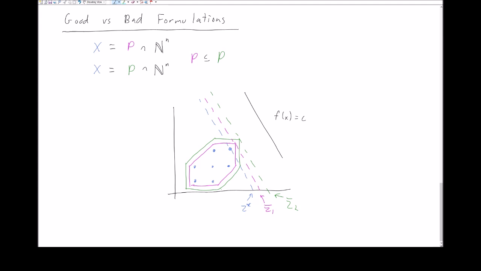The relationship between these polyhedrons and one containing the other is directly related to the quality of the upper bound that they give. Specifically, if we look at the distance between Z star and Z upper bar 1, this is going to be less than the distance between our optimal solution Z star and Z upper bar 2. Because this distance is larger for the larger polyhedron, we're going to call it a worse formulation. It's a worse formulation because it gives a lower quality upper bound. That is, although its objective value is higher, that's a bad thing because in this case, higher objective value means larger distance away from the optimal solution.